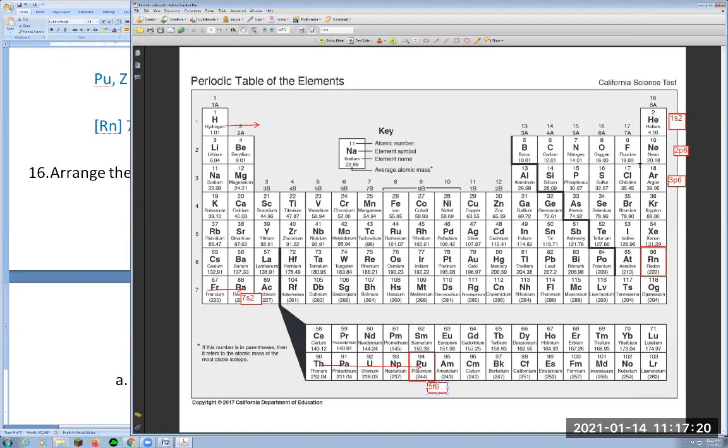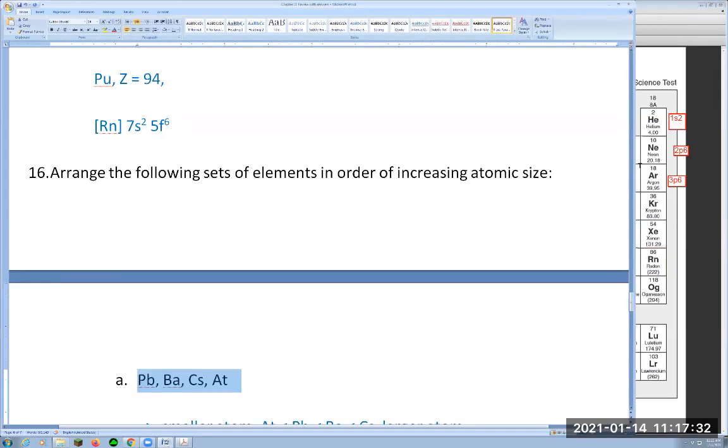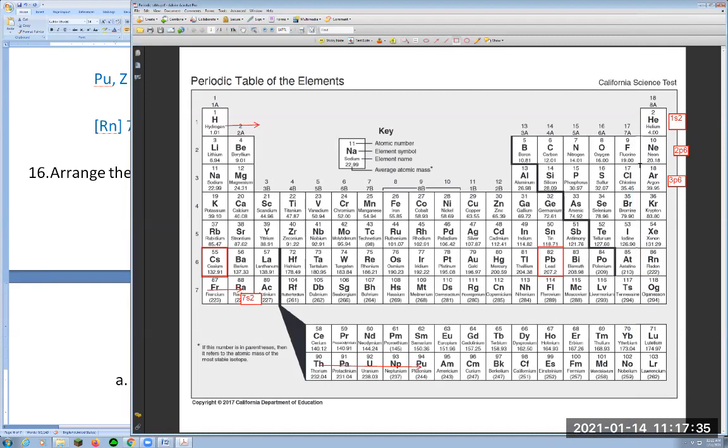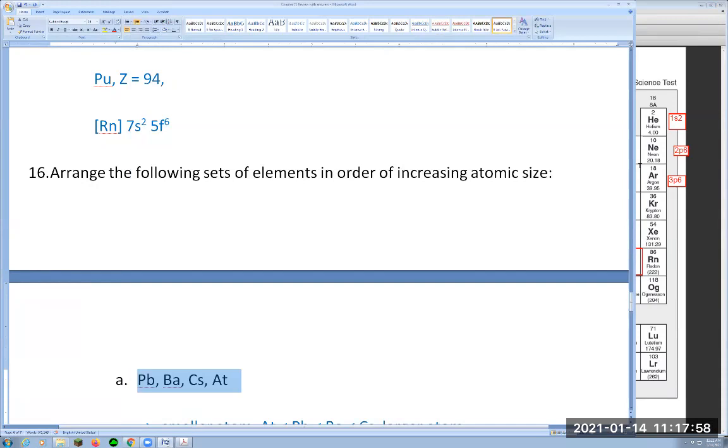We have Cs, Ba, Pb, and astatine, barium. So it looks like they are all in the same period, right? Period 6. So we have cesium, barium, lead, and astatine. They are all in the same period, and we need to order them in order of increasing atomic size.